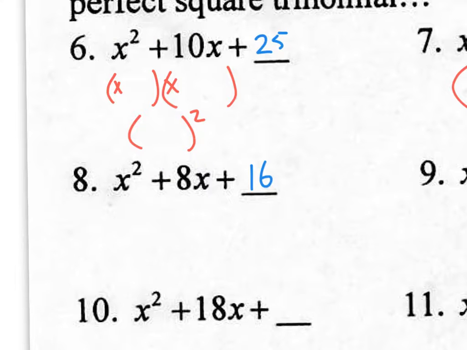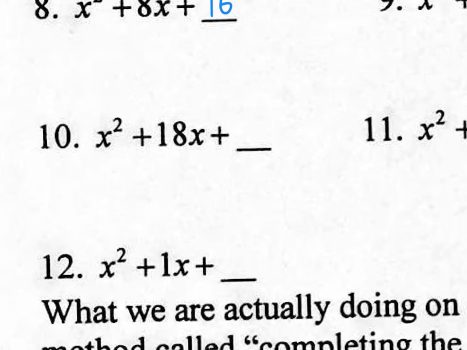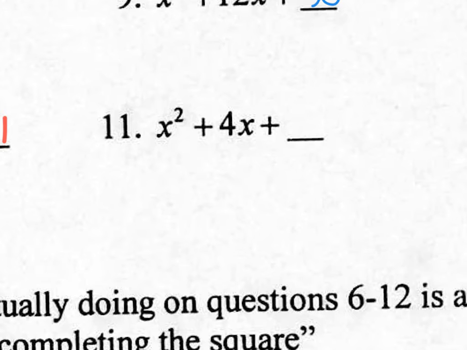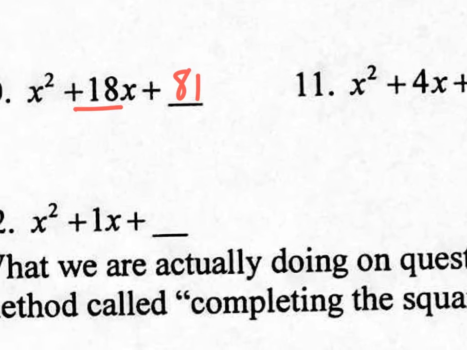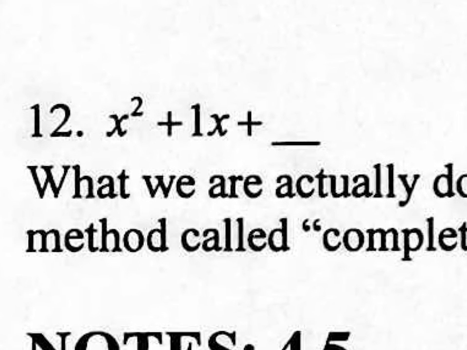So let's go back and continue right here. How about number 10? 81, right? Because you took half of 18, that's 9, and 9 squared is 81. How about number 11 over here? That would be 4, because half of 4 is 2 and 2 squared is 4. Now some people really mess up on number 12. Half of 1 is what? 0.5 or 1/2. And now you need to square it. What's 1/2 times 1/2? 1/4. So your perfect c value right there would be 1/4, or 0.25 if you want to write it as a decimal.